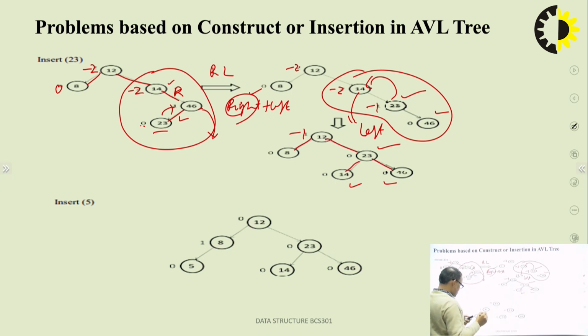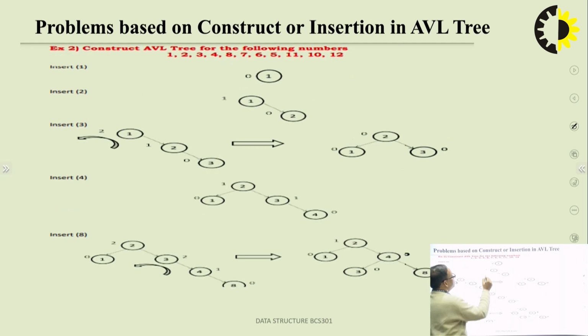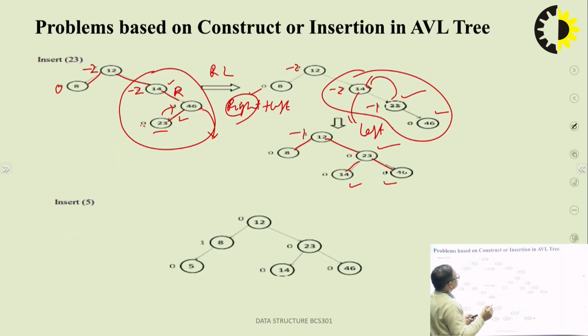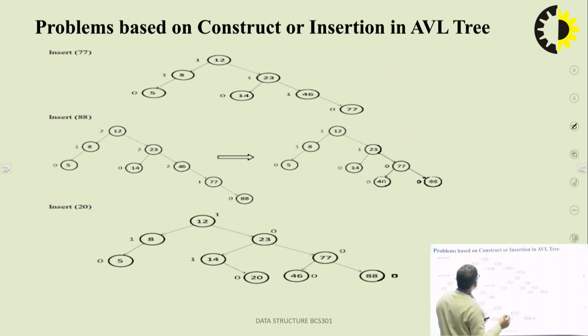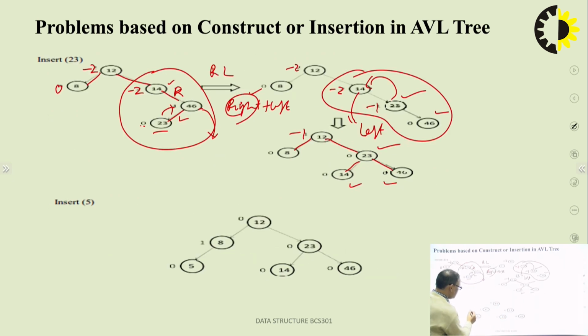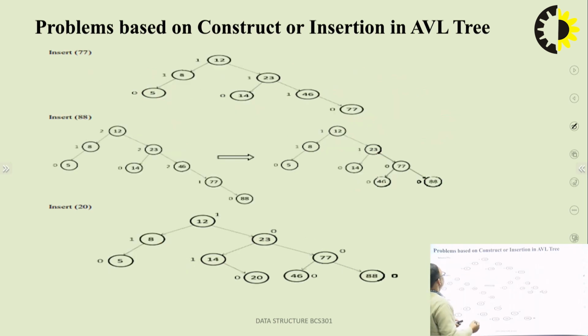Okay, now we will insert the next value. The next value is 5. When we insert 5, it will be inserted here, and the tree is balanced after inserting 5. Next we will insert 77. When we insert 77, it will go here, with balance factors 0, -1, -1. Again this is 1 and this is -1, so no need to balance.